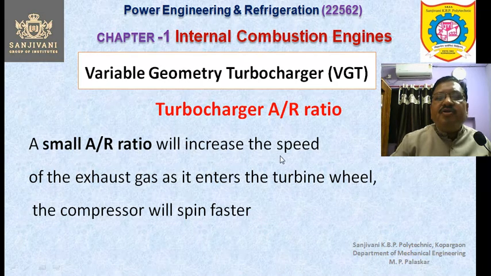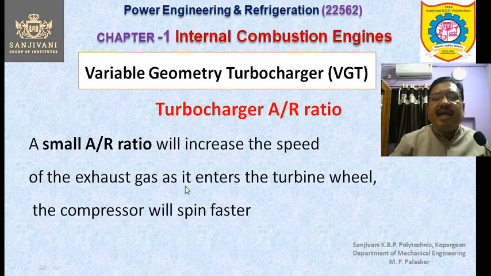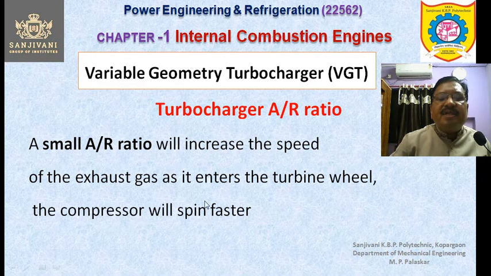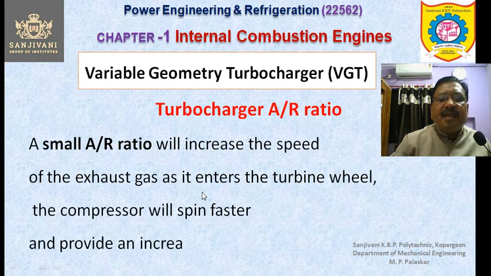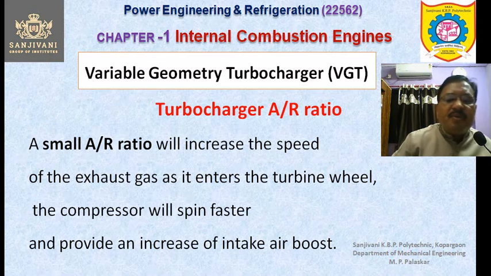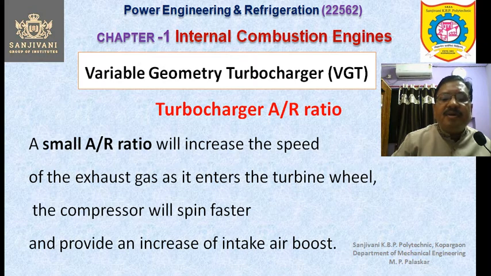A small AR ratio will increase the speed of the exhaust gas as it enters the turbine wheel, and thus the compressor will spin faster and provide an increase of intake air boost. So when the AR ratio is reduced, the boost will be increased. Boost will be provided to the air which is entering the engine cylinder, because the compressor will spin faster.